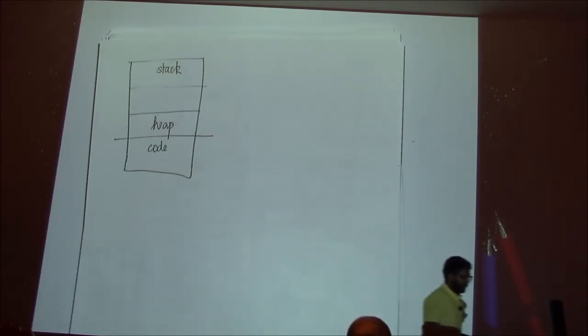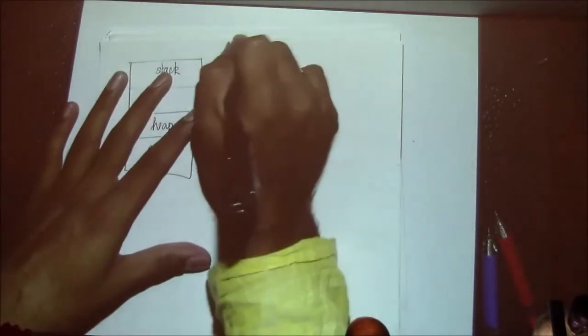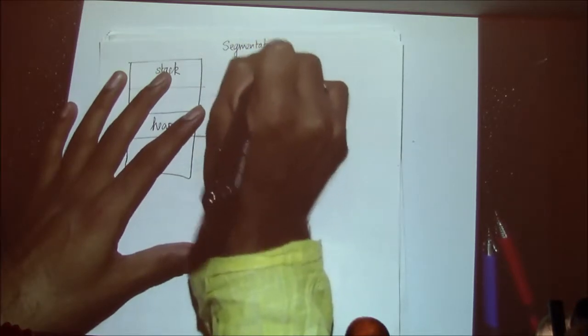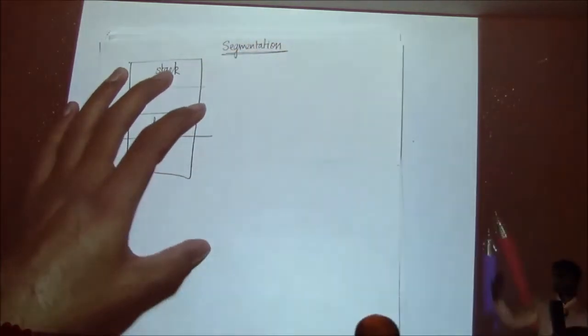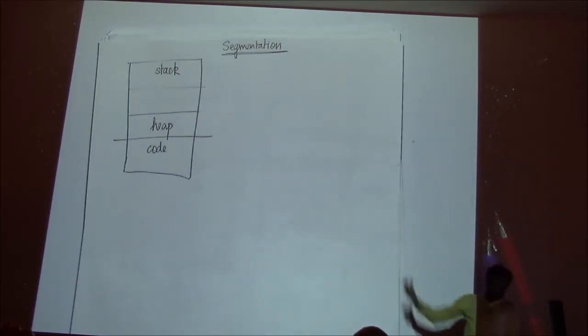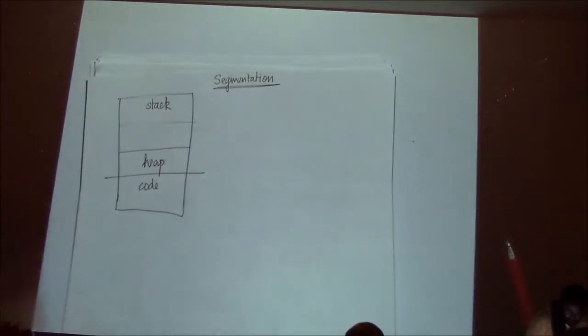So this particular idea that we're going to look at is called segmentation. This is the second mechanism that we are looking at in address translation, like how virtual memory is actually implemented. This was a widely used mechanism a few years ago.